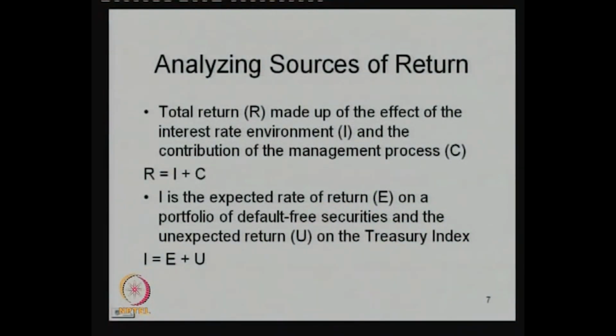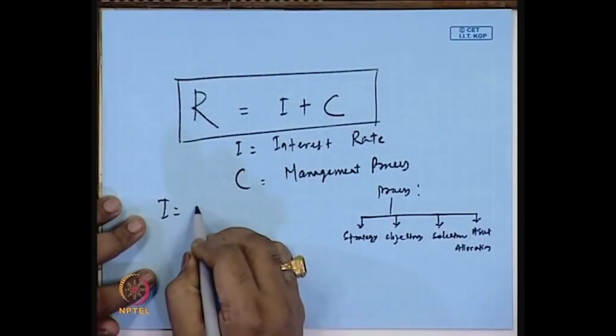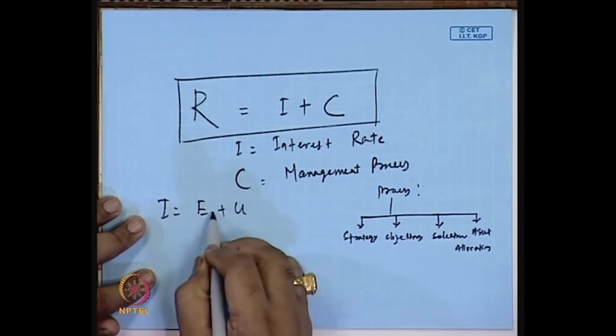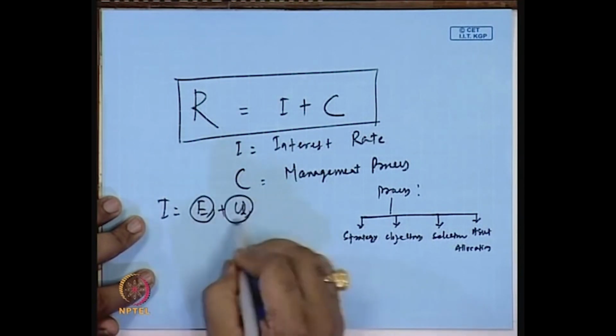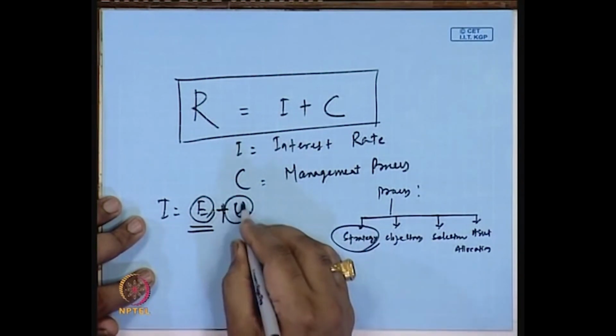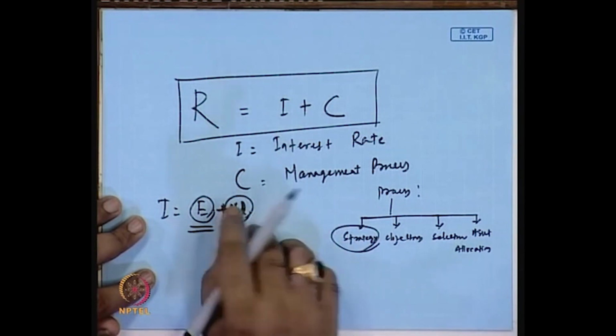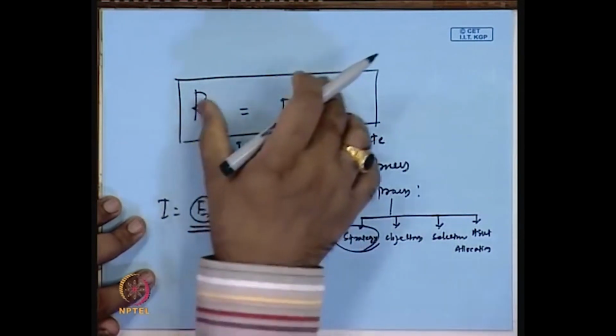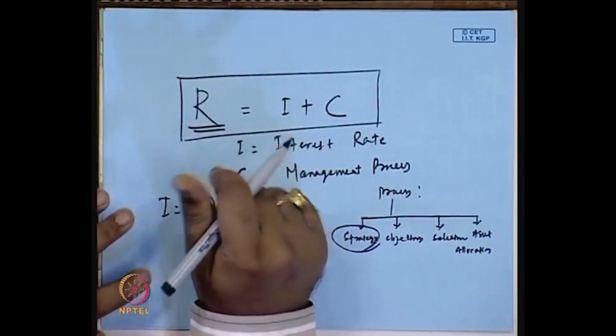Then if you talk about the interest rate environment, the interest rate is a major factor which affects the bond return. This is the expected rate of return on a portfolio of default-free securities and the unexpected change on the treasury index. That means interest rate changes will have two components. One is the expected change and the other is the unexpected change, because the expected part is already incorporated in our strategy, but the unexpected part is not. So, this unexpected part will change the total return of the portfolio at a particular period of time.